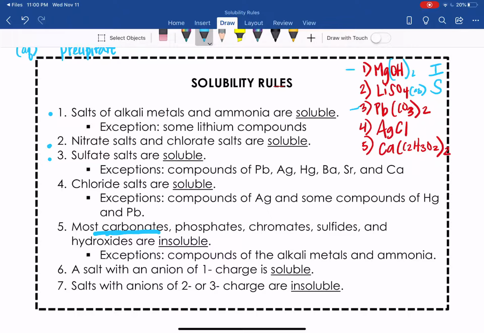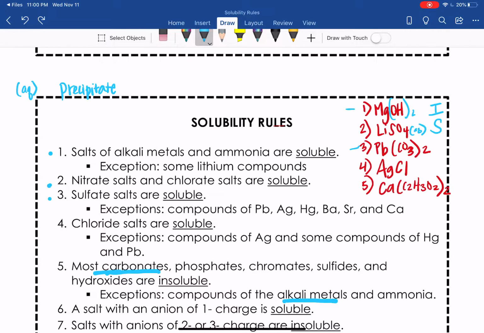Most carbonates, phosphates, chromates, sulfides, and hydroxides are insoluble. Now, we have some exceptions: the compounds of alkali metals and ammonia. Those don't apply to us, though. So we would say that lead carbonate is insoluble.